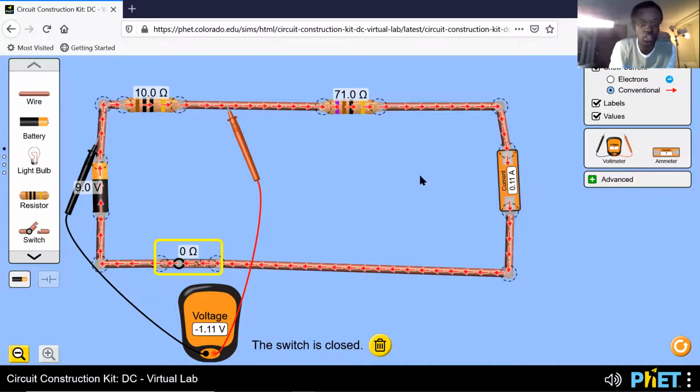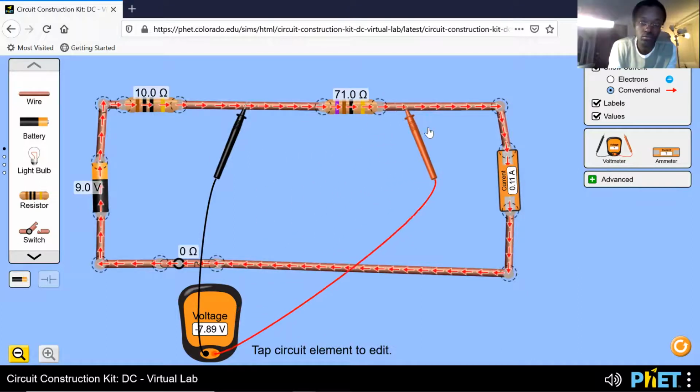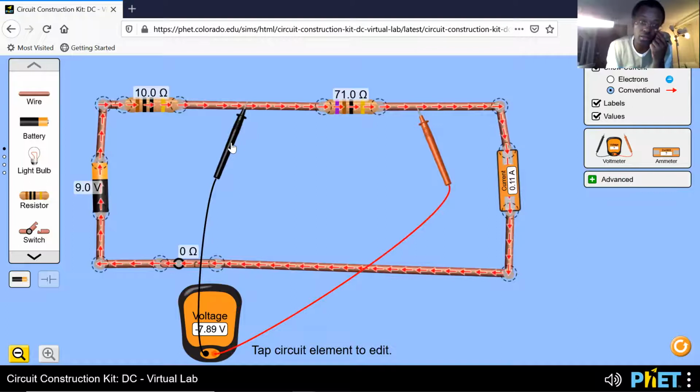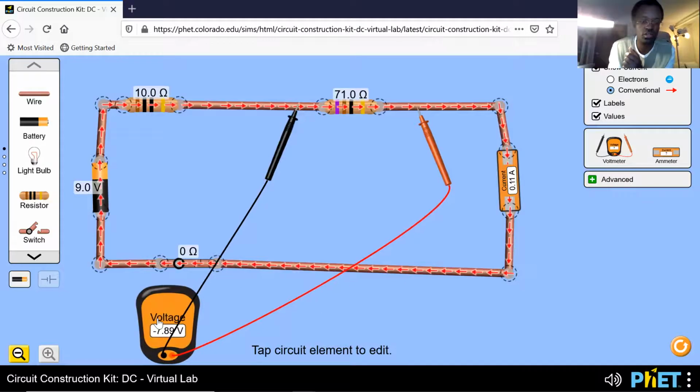So the battery voltage is here. Just make it positive. Don't worry about the minus sign. So this will be 1.11, and the other one will be 7.89. That's the voltage across the second resistor, 7.89. Don't worry about the minus sign. That's not what matters for this lab.